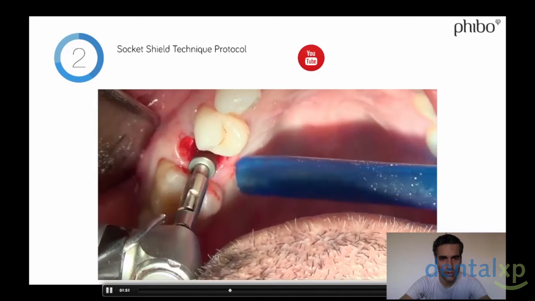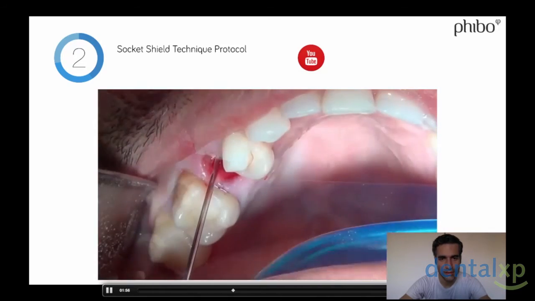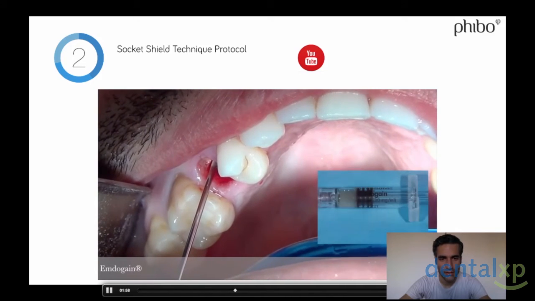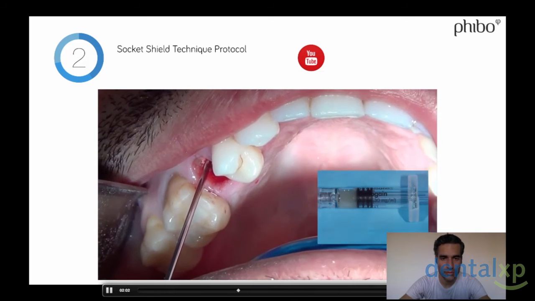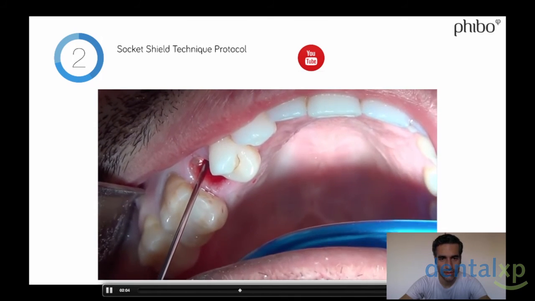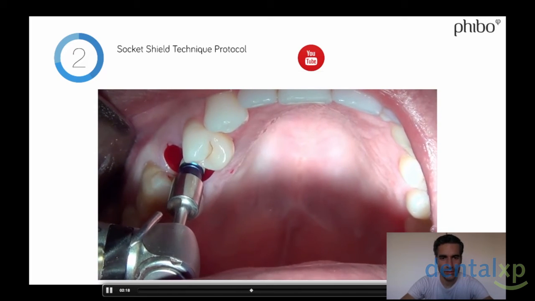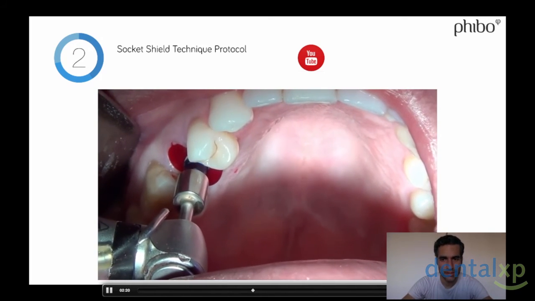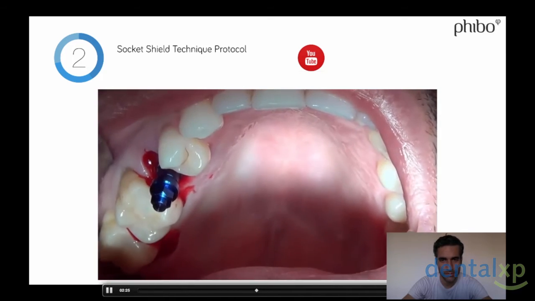we do not under-prepare the socket when we do the socket shield technique, and we place endogain. We use it to place endogain between the root fragment and also the implant. We place the implant. As you can see, sometimes it is in contact with the fragment. We should avoid the contact between the implant and the fragment.